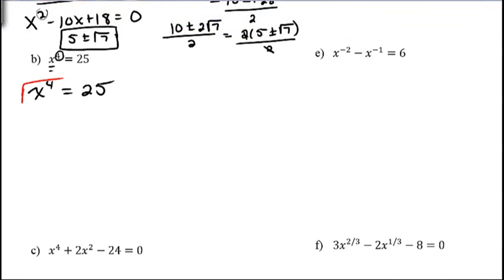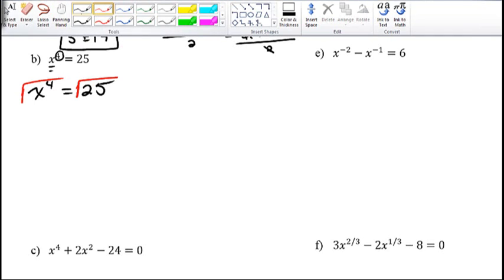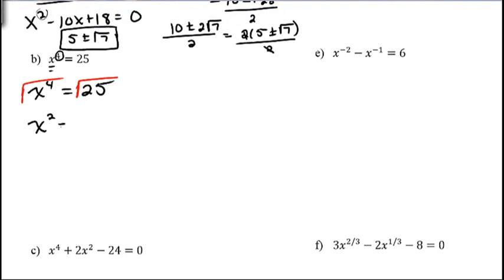If we take the square root on both sides of that, we're going to get x squared equals plus or minus 5. And so now we have two equations. We have x squared equals 5, and we have x squared equals negative 5. We need to figure out what x is. This only gave me x squared, so to get x, I need to take the square root on both sides again.